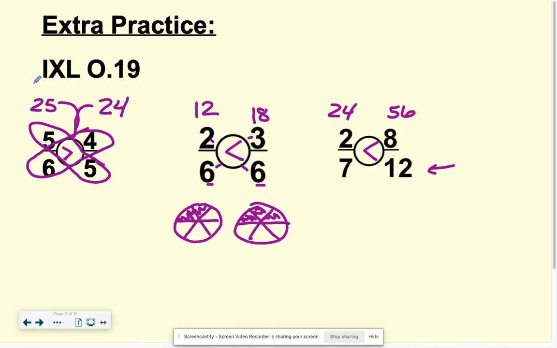Some extra practice that can help you with this item is going to the fourth grade iExcel and working on O19. O19 is a great place for some extra practice on comparing fractions.